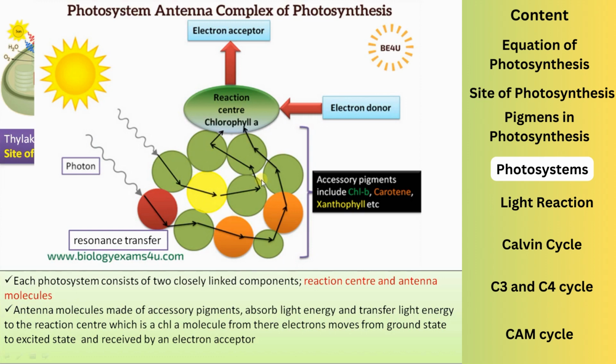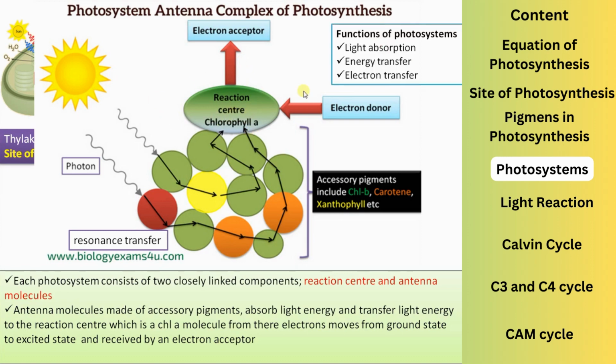Ultimately, this energy is channeled into the reaction center chlorophyll A molecule, from where electrons are moved from the ground state to the excited state, received by an electron acceptor, and that moves through different electron carriers, providing energy for the creation of an electron gradient and ultimately the synthesis of ATP and NADPH. And we have discussed that part in the video on cyclic and non-cyclic photophosphorylation in detail. So in summary, these are the functions of a photosystem. It is involved in light absorption, transfer of energy, and ultimately transfer of electrons. Let us move on to the differences.